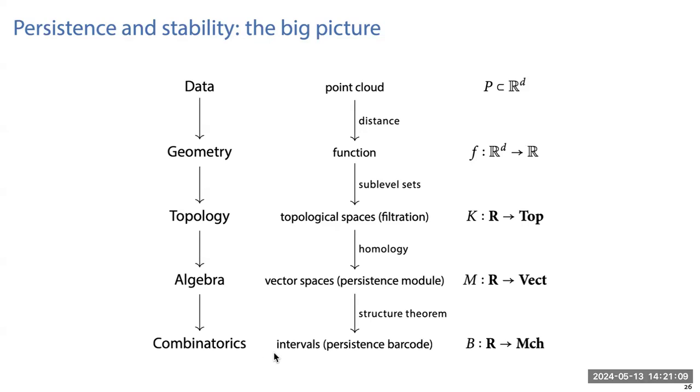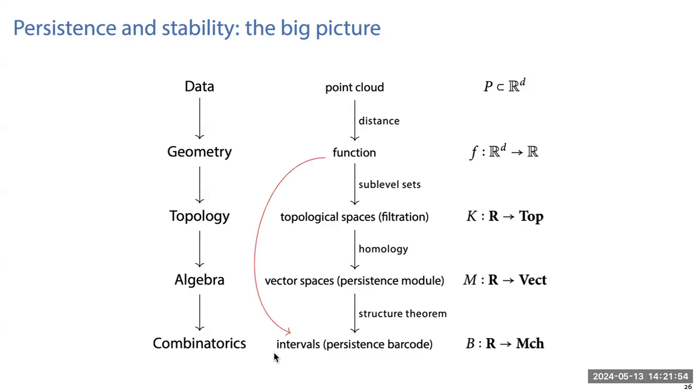And stability really says in this entire pipeline, each of the 4 steps can be thought of as a one-Lipschitz map between metric spaces. Here we have the Hausdorff distance between point clouds. Here we have the L infinity distance between 2 functions. And the last 3 stages here are all functors indexed by the real values, taking values in some category. And such functors have a common notion of distance that I will explore now. The notion is the interleaving distance. And let me just illustrate what the interleaving distance does on a simple example.